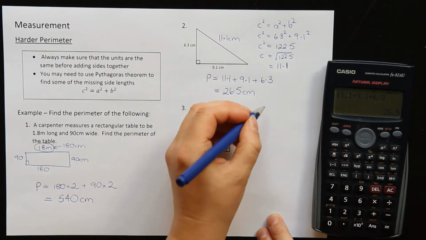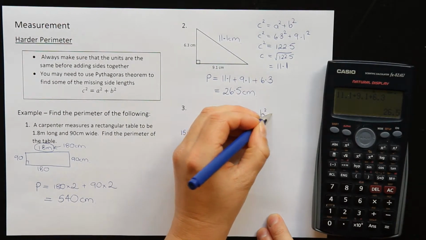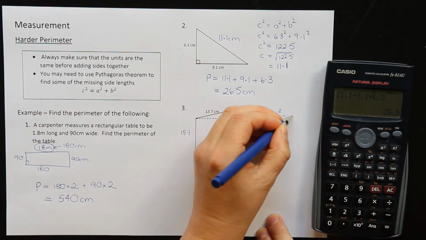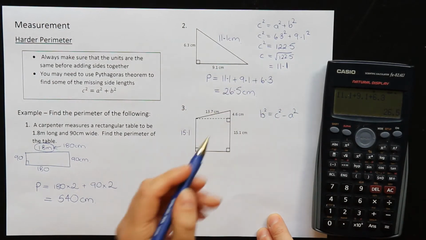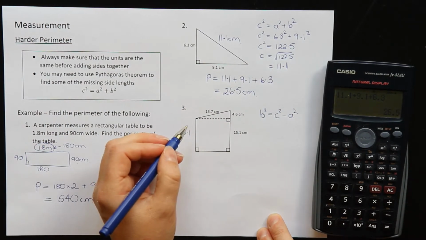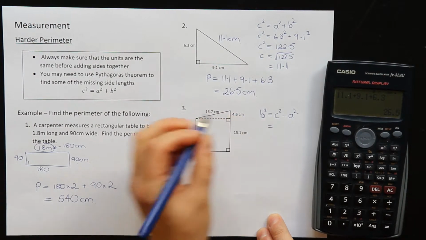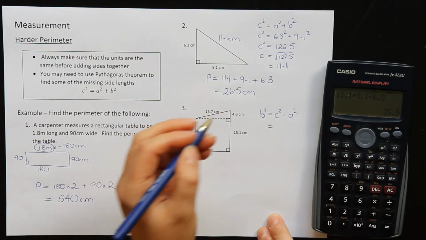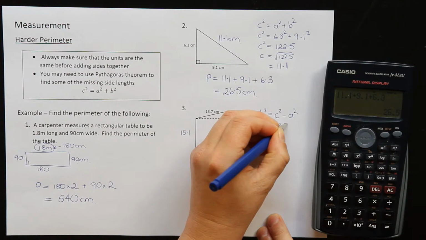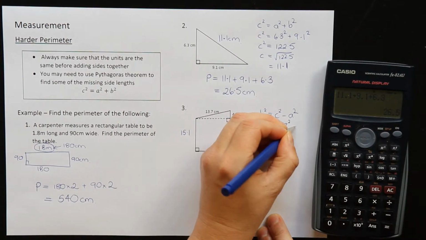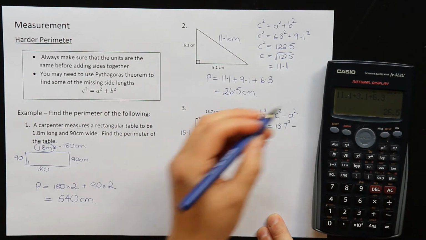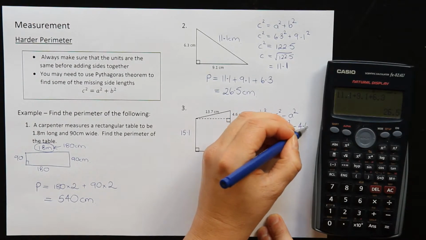So the shorter side formula is b squared equals c squared minus a squared. It's just rearranging this formula. So we start with the hypotenuse, which is 13.7. That will be squared. And then we subtract the shorter side that we have, 4.6 squared.